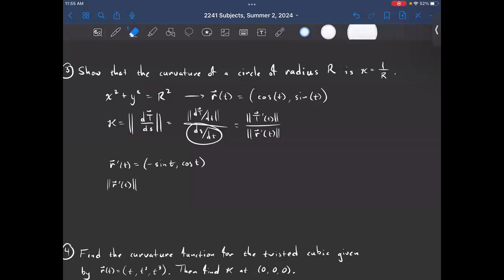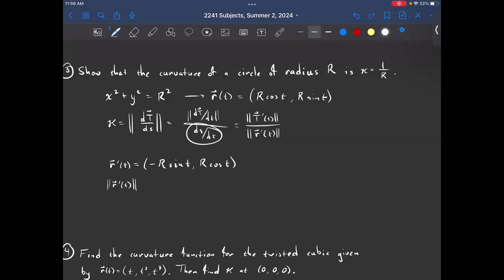Oh, and actually I used the wrong parameterization here. That needs to be r cosine of t and r sine of t. I need to make sure that I'm taking the radius into account here. So let's fix this real quick. Minus r sine of t and r cosine of t.